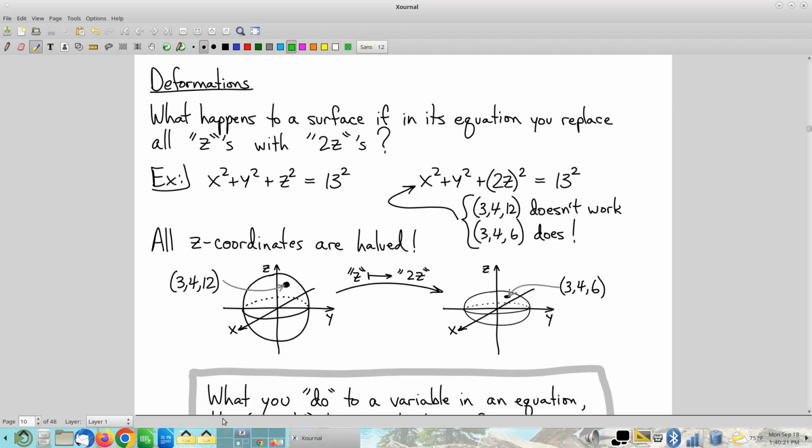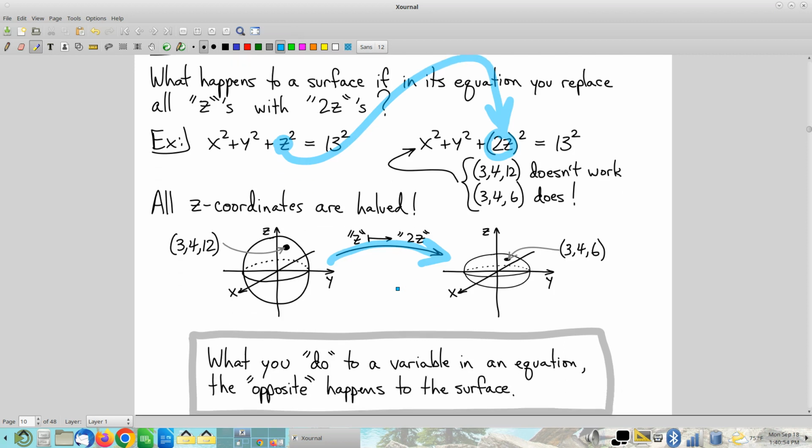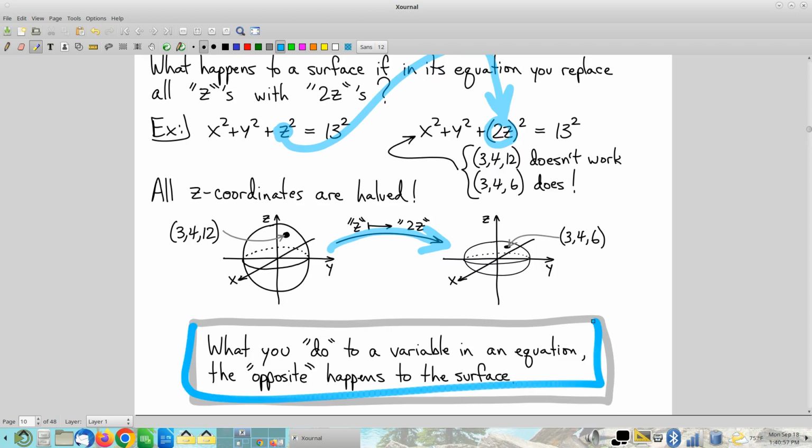All right, so last time we were talking about these deformations. In particular, if you know the equation of one surface and you want to know the equation of a different surface that has, of course, a different equation, but not that far off, then the big idea is you can relate what you do to the variable in an equation to the resulting geometric effect on the surface. And the rough relationship is what we talked through last time.